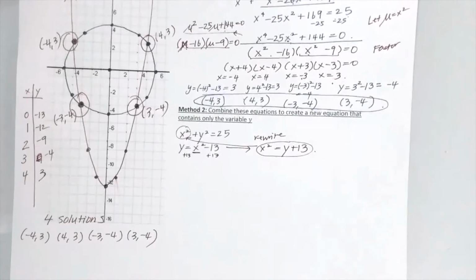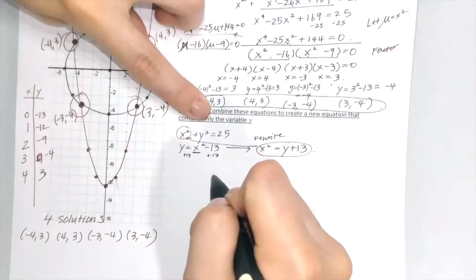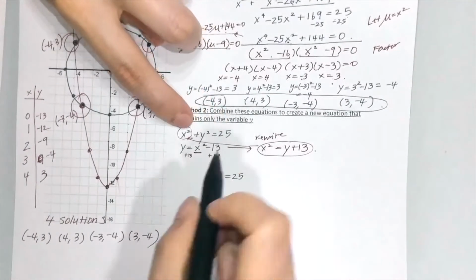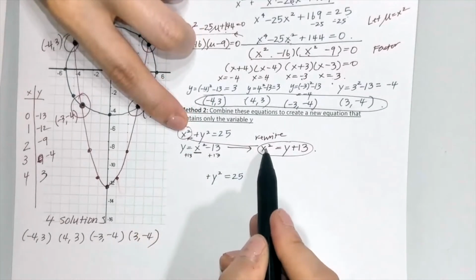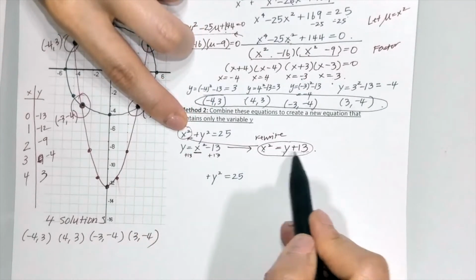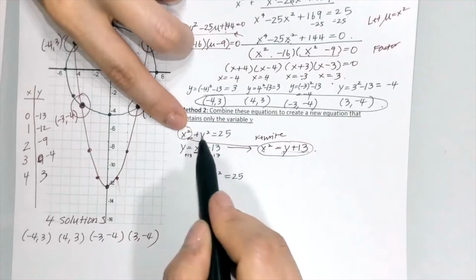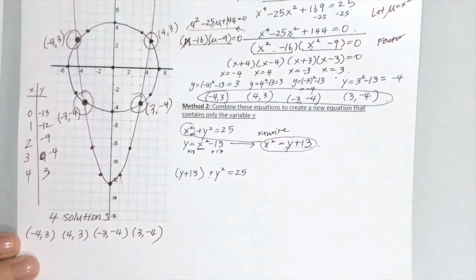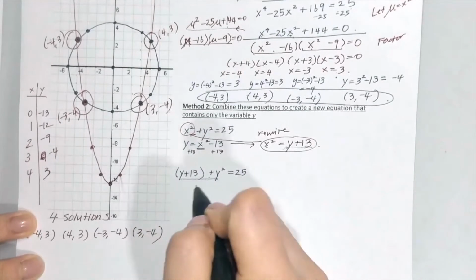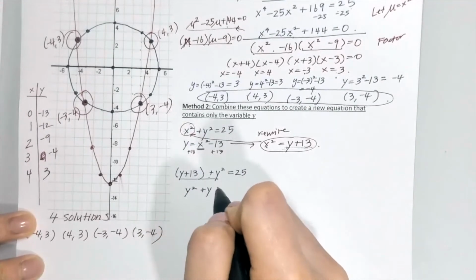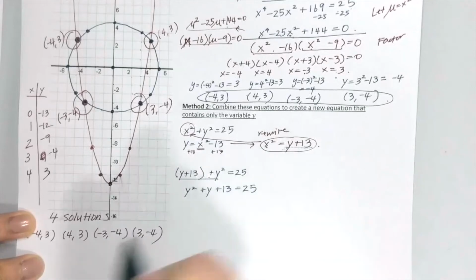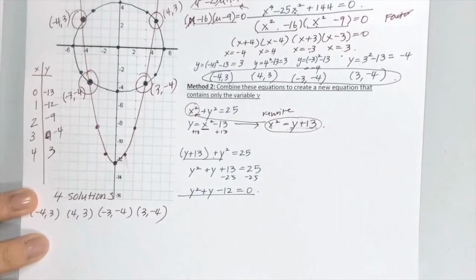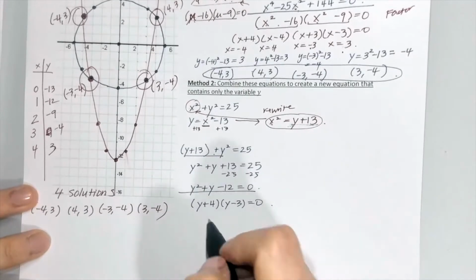So then what you're going to have, you still have the y squared equals 25, but then instead of writing it as x squared, you're going to replace the x squared of the first one with y plus 13. They're exactly the same, so just rewrite that whole thing as y plus 13. This is what you should have, or you could have. So then I'm going to rewrite this as y squared plus y plus 13. Make this equal to 0. This is your equation. It is factorable, and you get 2 solutions.